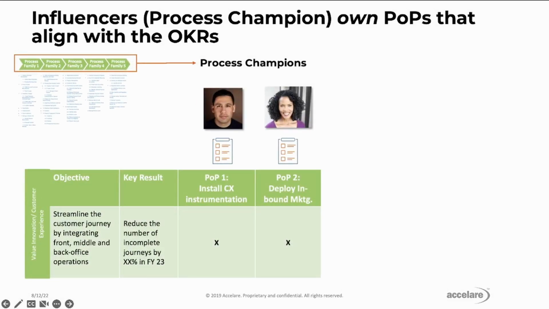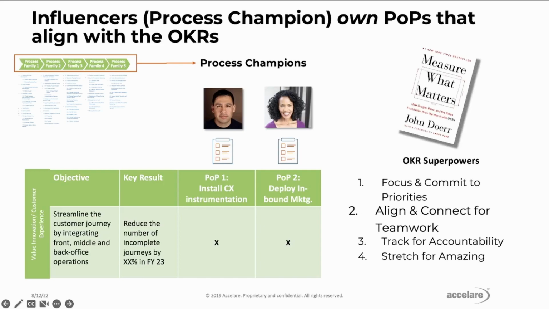Furthermore, the operating model leverages those influencer individuals within the organization, anointing them as process champions. These individuals typically are frontline personnel familiar with their particular processes, who are neither afraid of change nor the technology that might support that change. Referring back to Doerr's OKR superpowers, aligning and connecting via the process model and its champions, rather than the org chart and functional leads, ensures the output of these processes are indeed delivering the OKRs, avoiding the siloed thinking and artificial barriers the org chart often encourages.